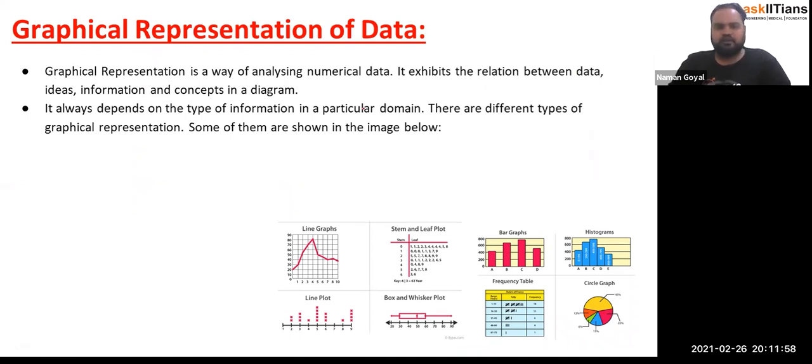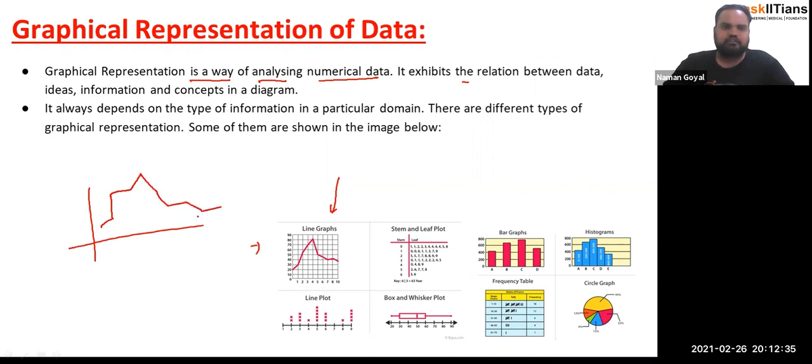So what is graphical representation of data? Graphical representation is a way of analyzing numerical data. It exhibits the relation between data, ideas, and information in a diagram. We analyze the numerical part of the data, make relations between the data, ideas, information and concepts, and show that with the help of a diagram. This is known as a line graph, because there are lines. In our course we are going to learn about line graphs also.